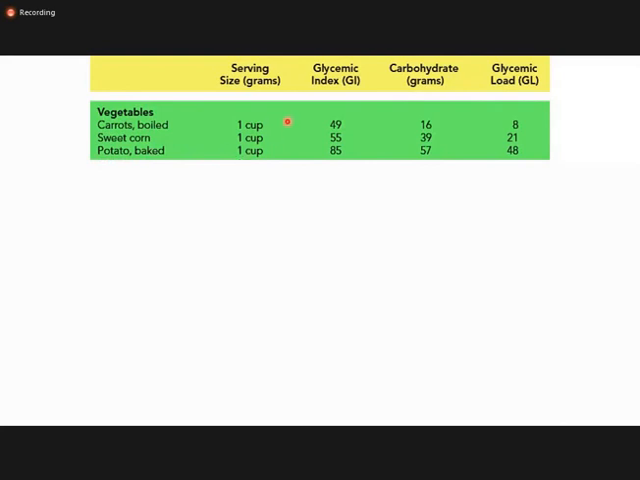Potato, again, the grams are same. Its glycemic index is really high. Its carbohydrate grams are really high as compared to the carrot, and its glycemic load is also very high. So it's not healthy. This tells you that a baked potato can rapidly increase the blood glucose concentration, and it can lead to certain comorbidities, like it can lead to diabetes mellitus, increased chances of myocardial infarction, increased blood cholesterol level, and various diseases.